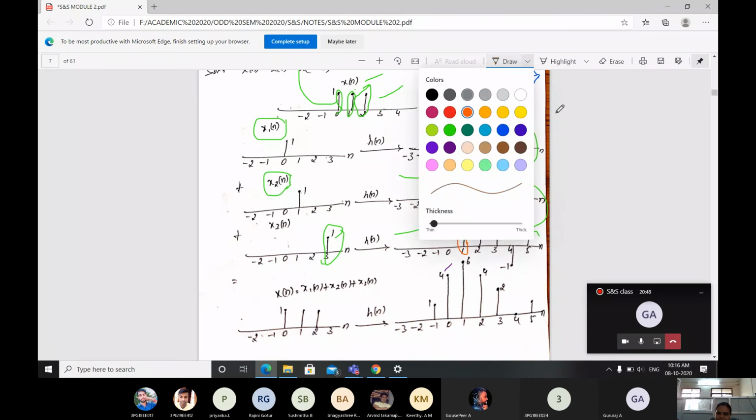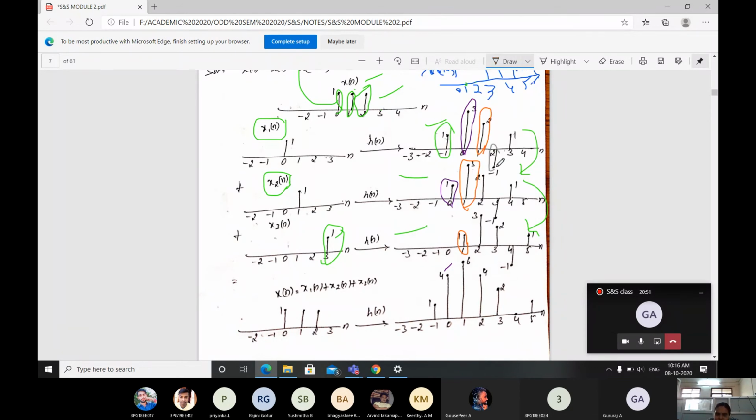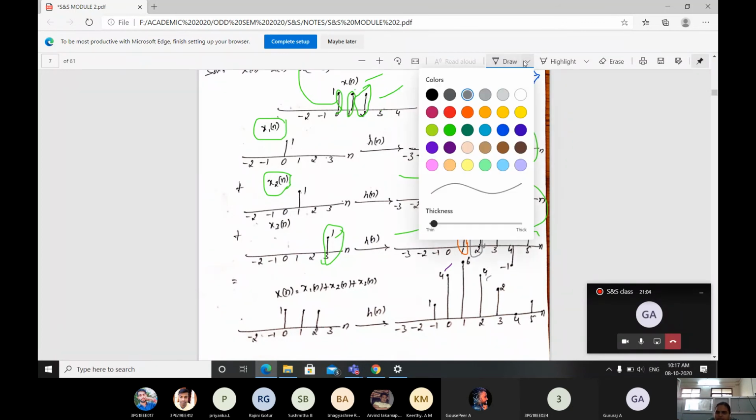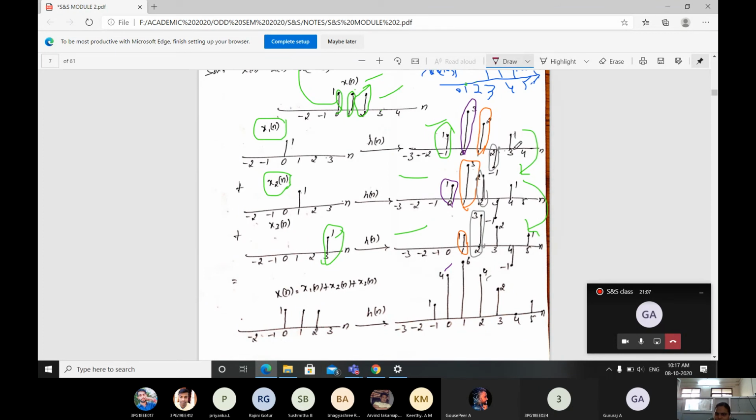Then at 2, here it is -1 and here it is 2. 2 minus 1, you get 1. 1 plus 3, you will be getting 4. Then at 3, here it is 1, and here it is -1. 1 minus 1 is 0. At 3, you will be getting 2. Right? What will you be getting? 0 plus 2, you will get 2.